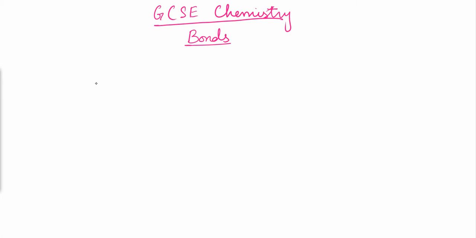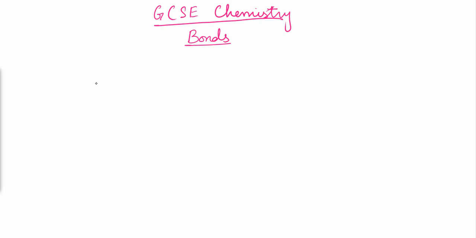Hi, my name is Shahroz Ahmed, and in this video we are going to start off with the topic of GCSE chemistry, and that topic is about the bonds. So in this topic we'll discuss the chemical bonds, which have three types of bonds: ionic bonds, covalent bonds, and metallic bonds.